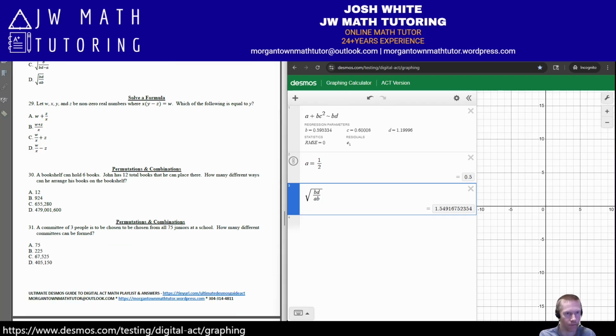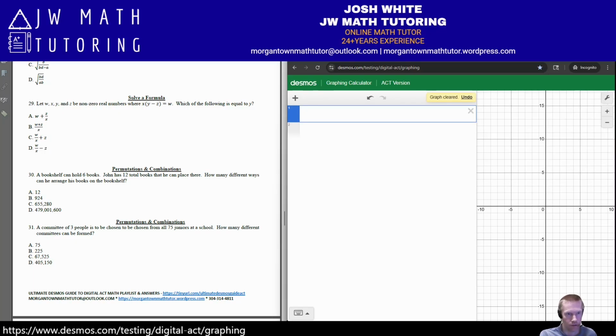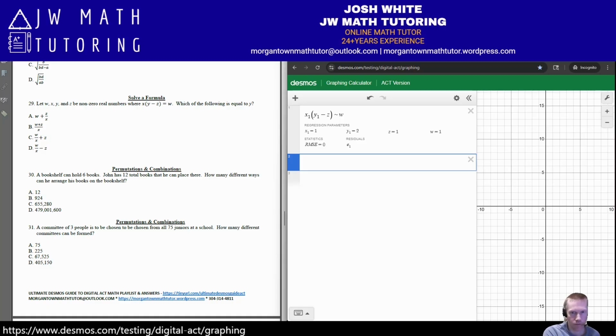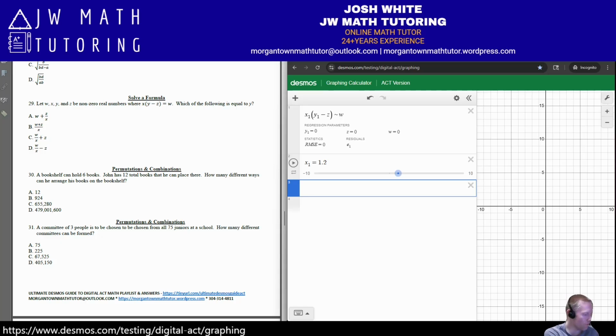All right, let's look at another example. Number 29, solving this one for y. Clear this out. Again, if you have lowercase x's or y's, you have to change them to x1 and y1. This one again gave a bunch of 1s. I don't know why it did that, so I'm going to add x1 equal 1.2. Now notice it actually made it worse. For some reason, it's giving everything as a 0. So let's make z 0.6.